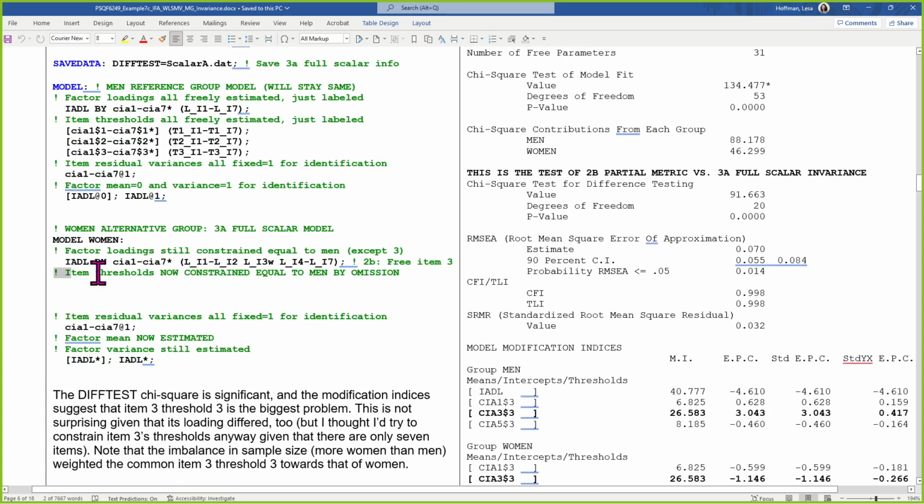On page 6, do you see what this says in the comment right here, followed by the blank spot? Item thresholds are now constrained equal to men by omission. There are multiple different ways in the code to enforce invariance. Applying the same label is only one of them. The other way you can enforce invariance is to just not mention a parameter in the other group, and it's assumed to be invariant. So by not typing anything, I have made the thresholds invariant.